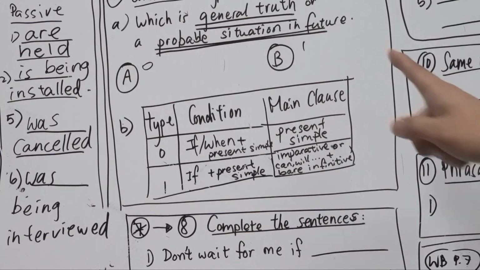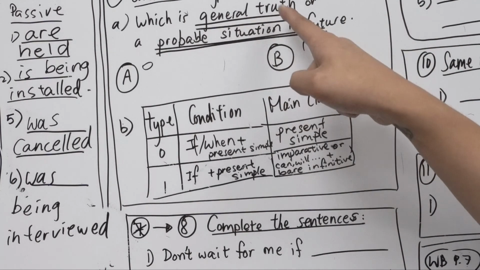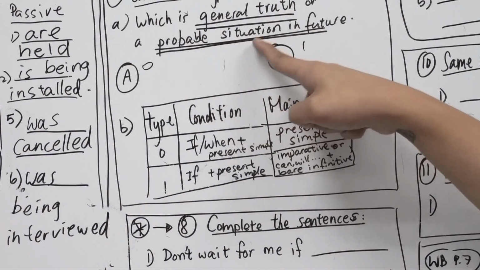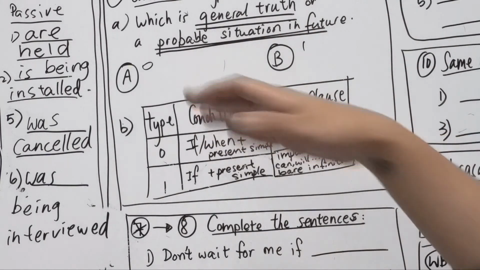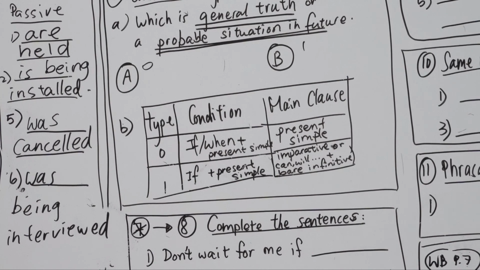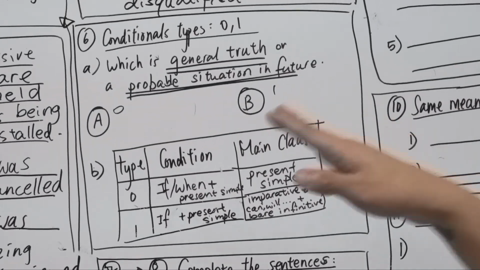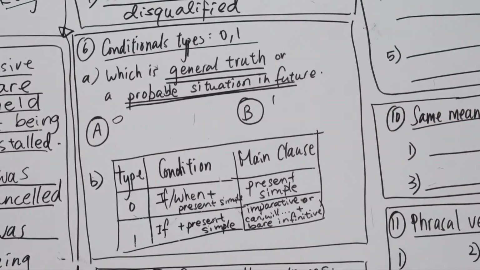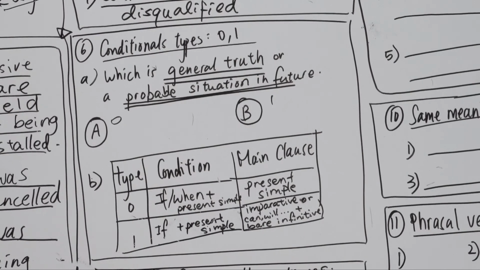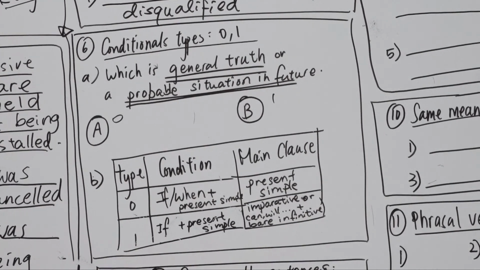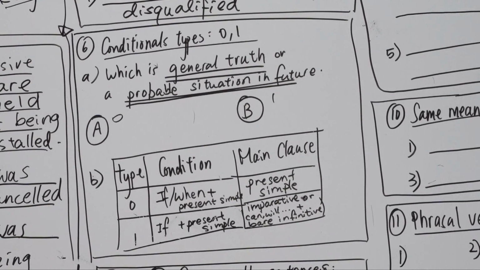So that's why we ask the question here. Which is general truth or probable situation in the future? Probable means probably, maybe, it could happen. General truth means yes, it always happens, right? It is the truth. So which one is general truth? Which one is probable situation in the future? Kotek, could you give me the answer for general truth?